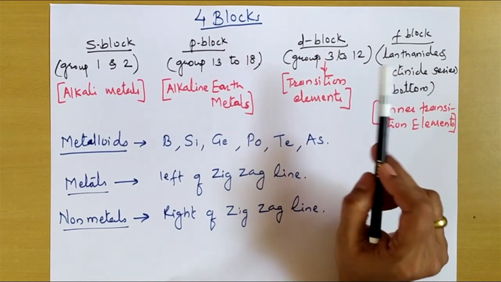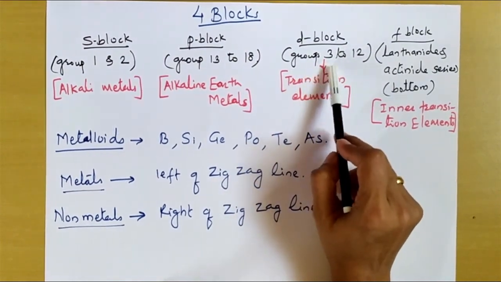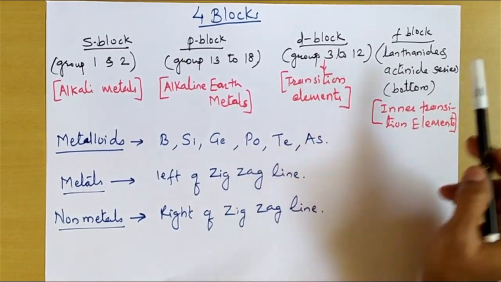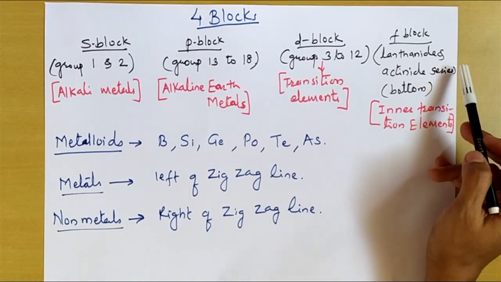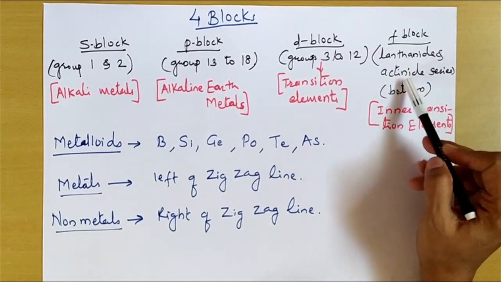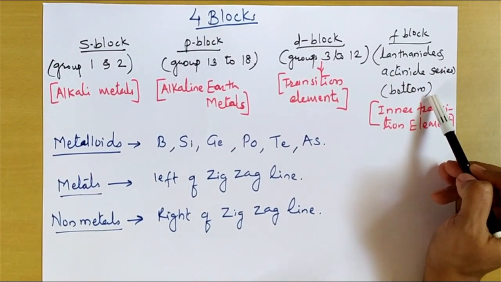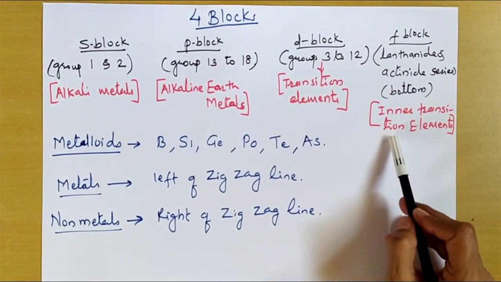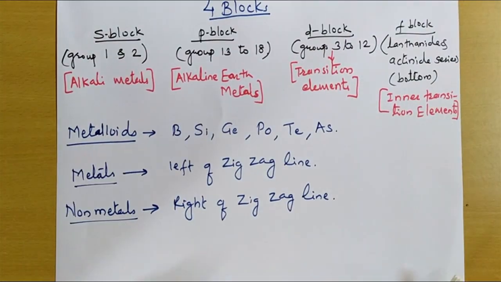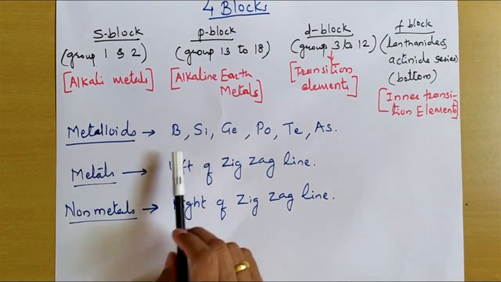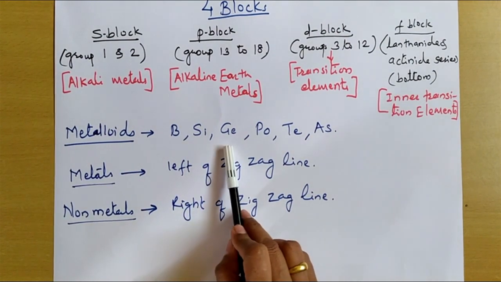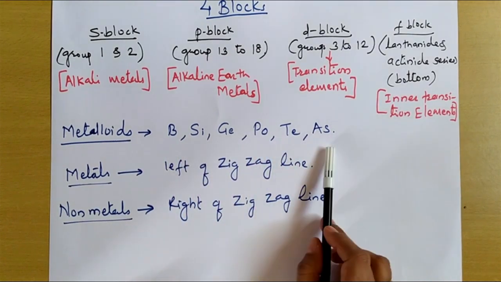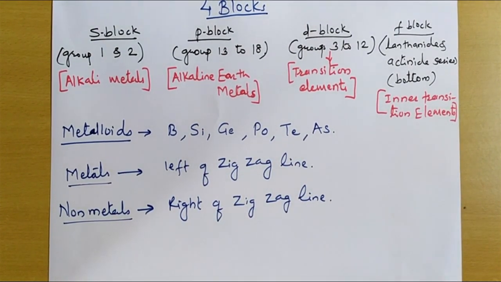Then D block is from group 3 to 12. They are also called transition elements. And the F block consists of lanthanides and actinide series, which are placed at the bottom of the periodic table. They are called inner transition elements. Now see, which are the metalloids? Boron, silicon, germanium, polonium, tellurium and arsenic. These are the metalloids in the periodic table.